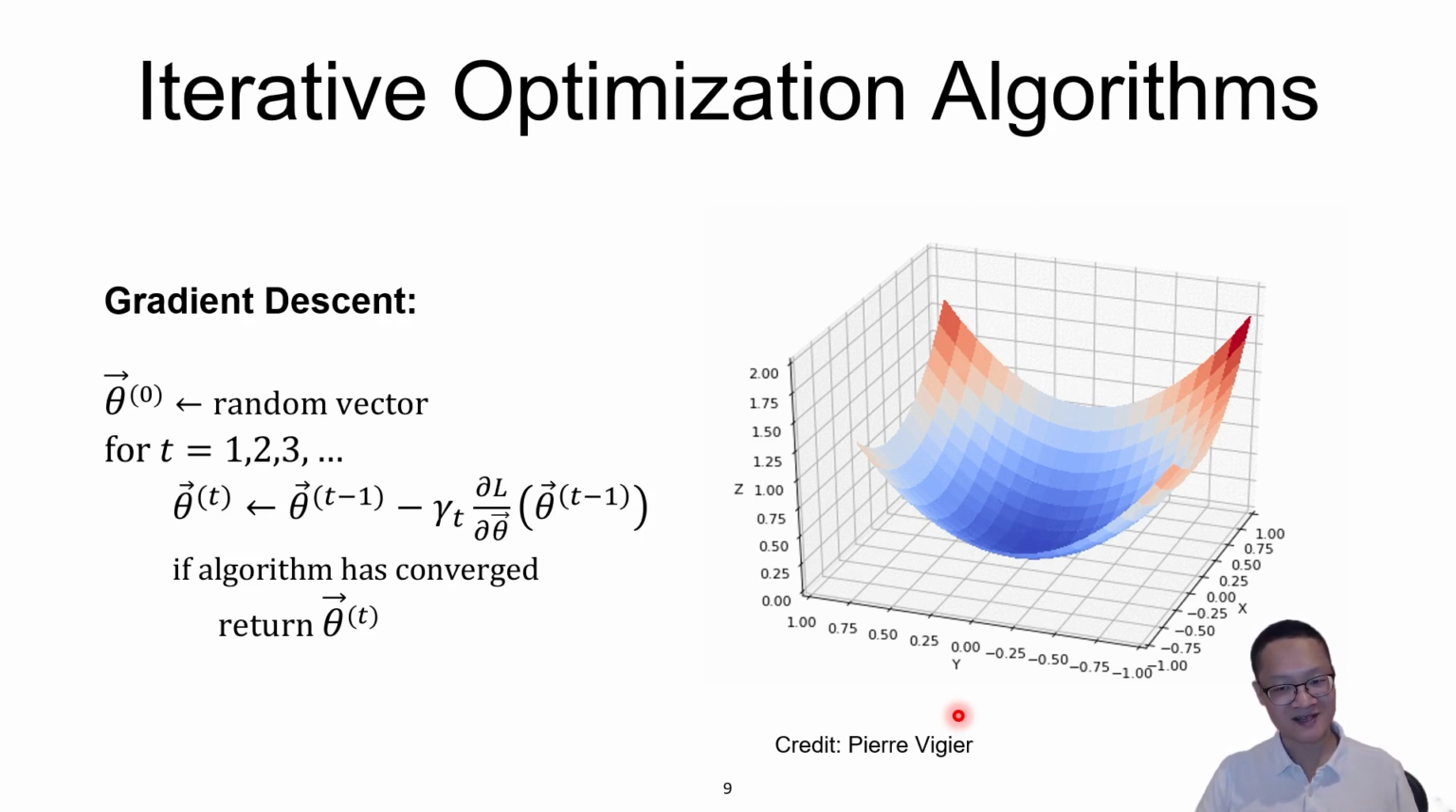Okay, so hopefully that made sense. This is the math. In your assignment 2, you'll be implementing some versions of iterative optimization algorithms. So you're going to look at some code in your assignment. And then this is the picture.